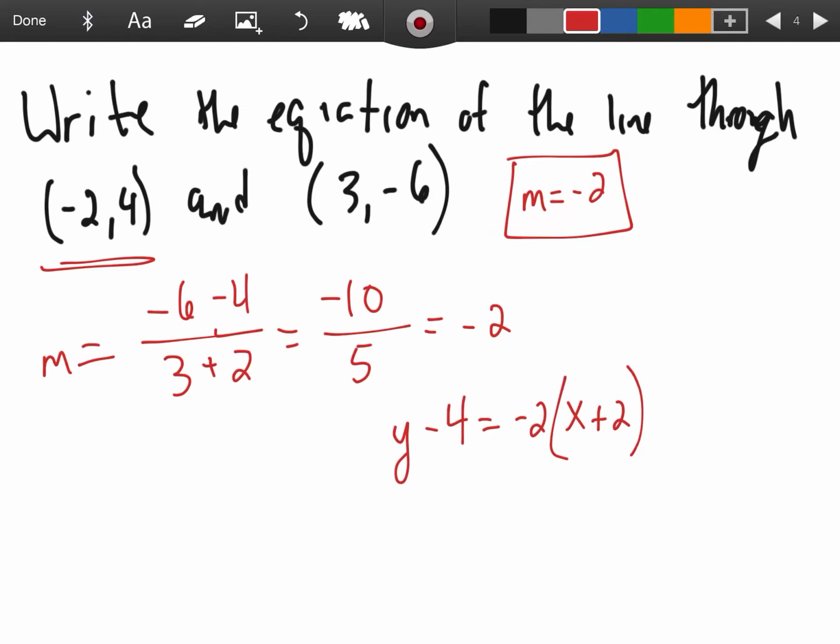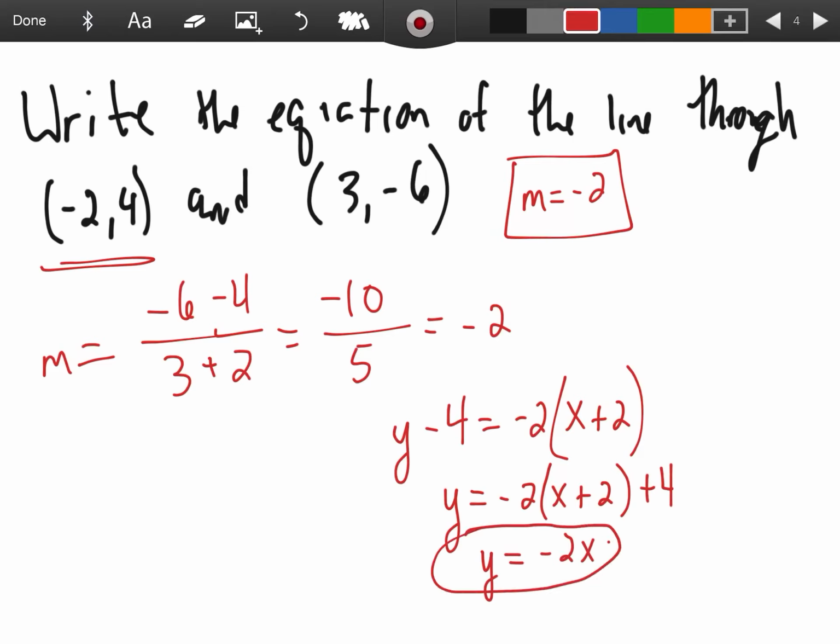Say that I wanted y to be by itself. Well, I'll just add the 4 over to the other side, plus 4. Say that I wanted it in slope-intercept form. Let's just distribute. y equals -2x minus 4 plus 4 gives me plus 0. So that's the same thing as just y equals -2x.